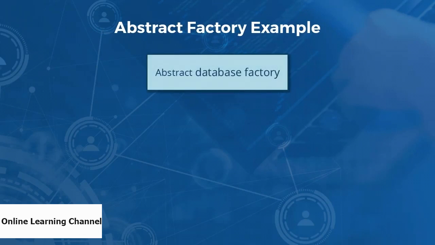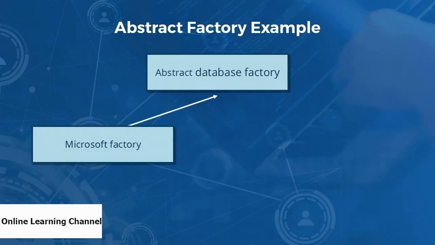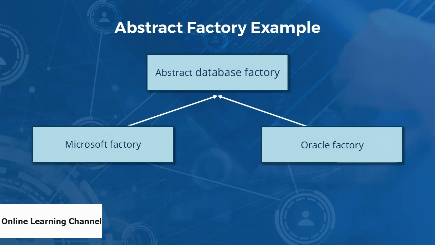So you have the abstract database factory, and this abstract database factory under the hood has a Microsoft factory capable of creating database connections to all Microsoft SQL databases. It will also work with the Oracle factory, which is capable of creating connections to Oracle databases, the whole family of them. Consider a hypothetical case when you're looking to move from one kind of database to another, let's say from an Oracle database to a Microsoft database or vice versa.